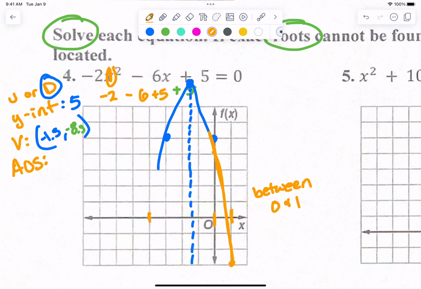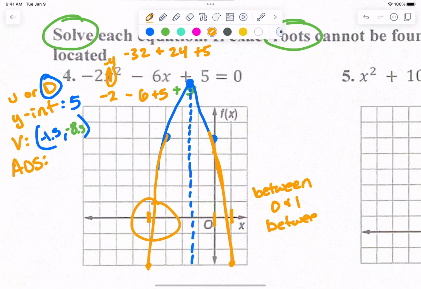Okay, now let's do this one over here. If I plug in negative 4, squared is 16, times negative 2 is negative 32, plus 24 plus 5. That is negative 3 as well. So it does one of these. Where is it crossing over here? Between negative 3 and negative 4.